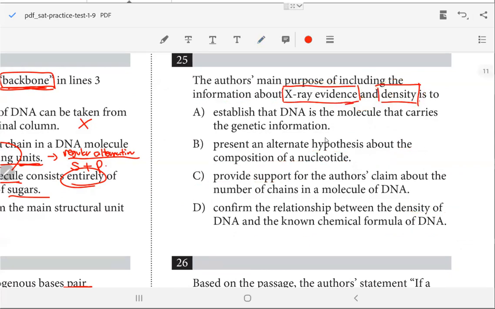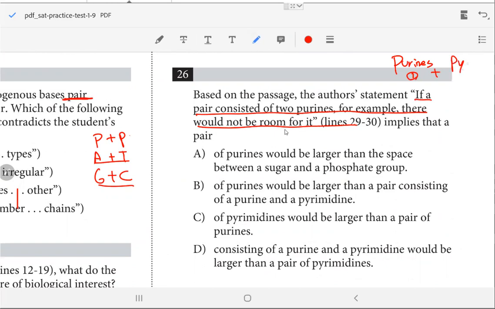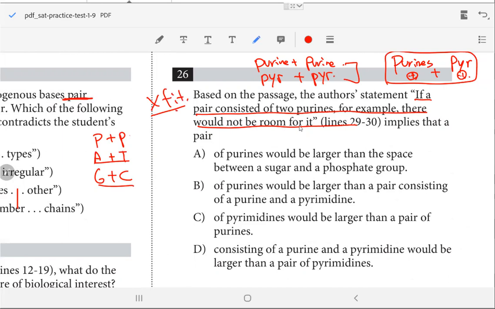맞죠? 자, 26번 갑니다. Based on the passage, the author's statement, if a pair consisted of two purines, for example, there would not be room for it. 자, 요거 읽으신 거 기억나죠? 그러니까 그 위에 퓨린 하나, pyrimidine 하나씩 해야 된다. 퓨린만 두 개가 있거나 pyrimidine만 두 개가 있거나 되면은 it will not fit. 한 다음에 약간 analogy로 example로 더 구체적으로 이런 문장이 나왔었죠.